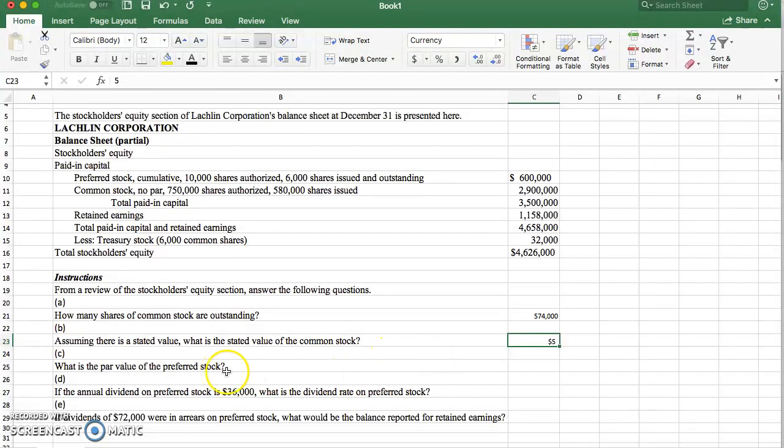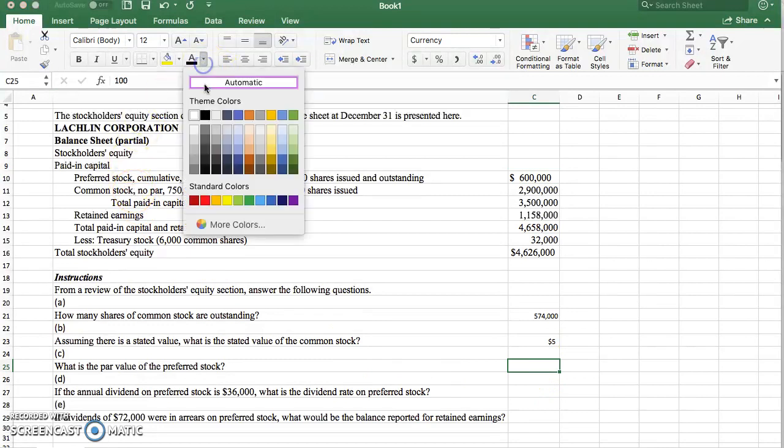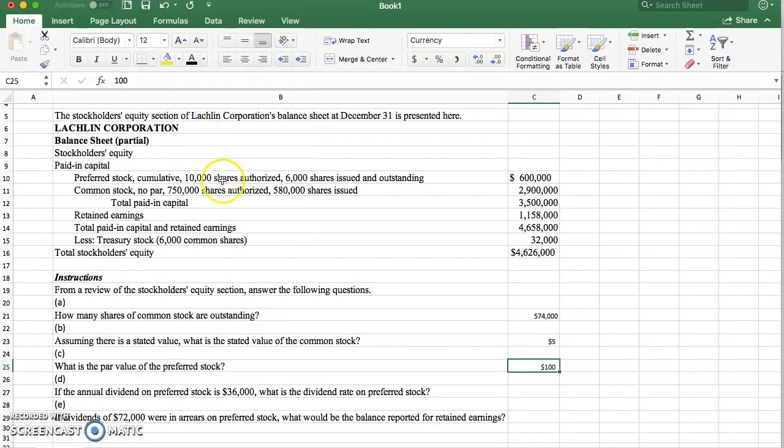Now it's asking us what the par value of the preferred stock is. So we're going to take the $600,000 and divide it by 6,000 shares issued and outstanding. And that's going to give us $100 for the par value of the preferred stock.